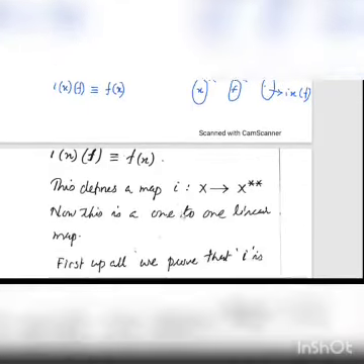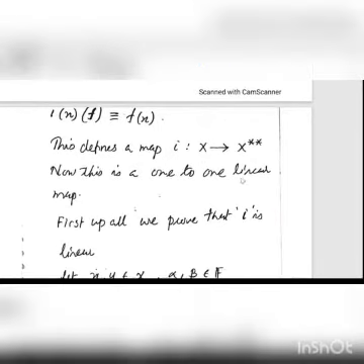So we have here X, here is your X star, and you have gone to X double star also. Now from here we take one x and one f, and next you find f of x. So this is ix of f. This defines a map I from X to X double star.